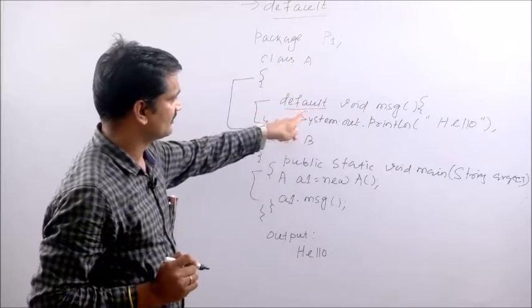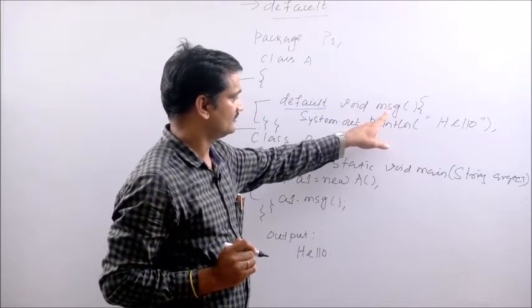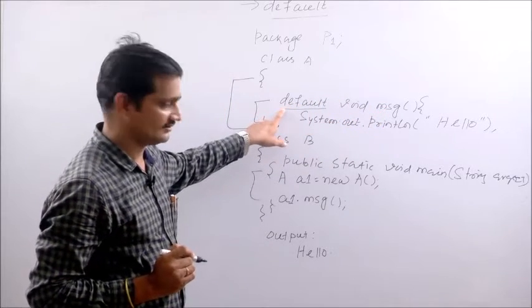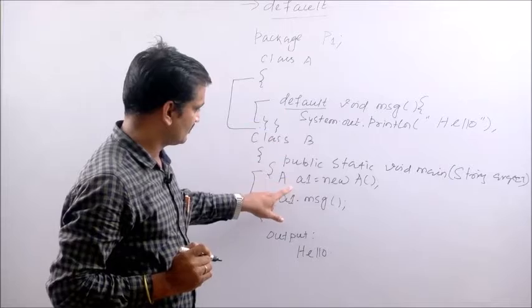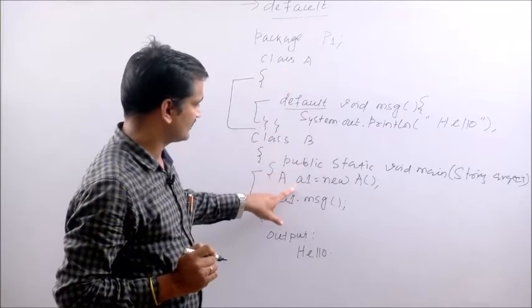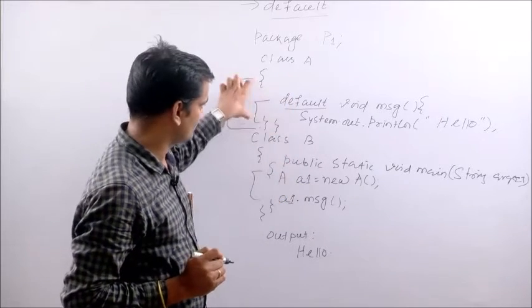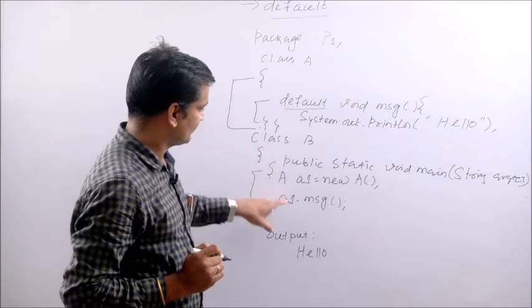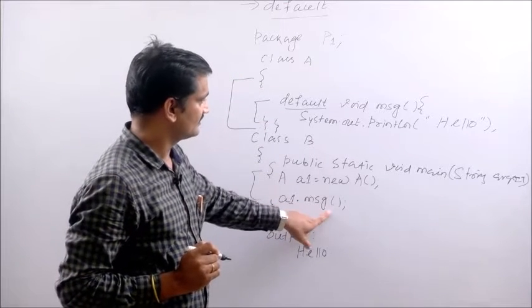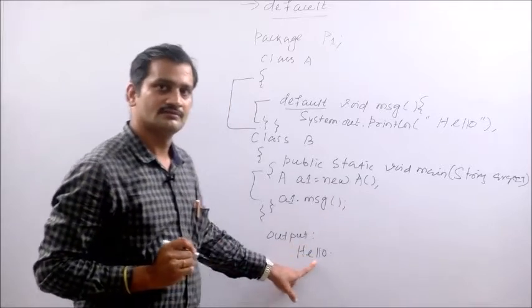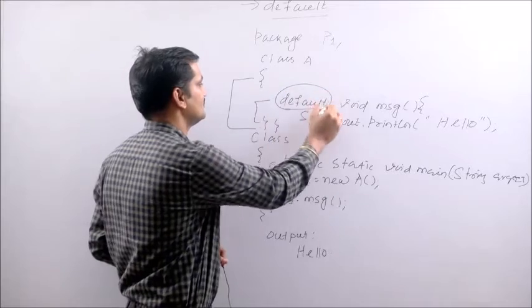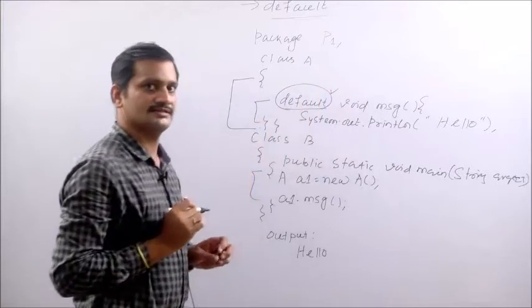I am going to access one member, a method that is defined with default access specifier, and I am going to create one object of this class A in another class B. It is a different class, not within the class A. Now, when I call the method MSG, then it is going to execute it, because the access specifier used here is the default access specifier.